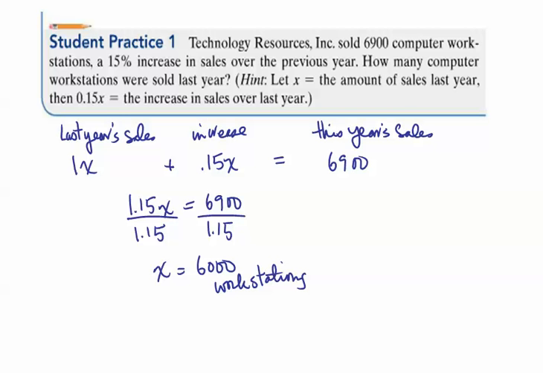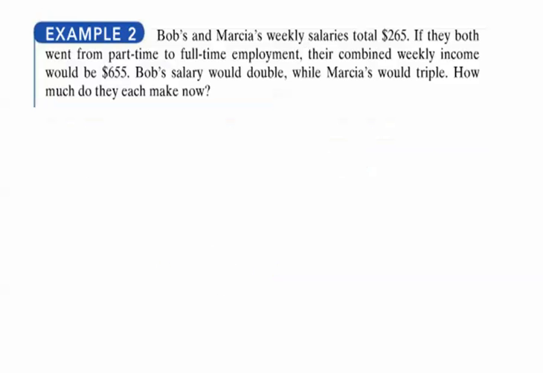Remember that you can pause this at any time and replay if you're not understanding something that I've said. Okay, example 2. Bob and Marcia's weekly salaries total $265. If they both went from part-time to full-time employment, their combined weekly income would be $655. Bob's salary would double, while Marcia's salary would triple. How much do they each make now?